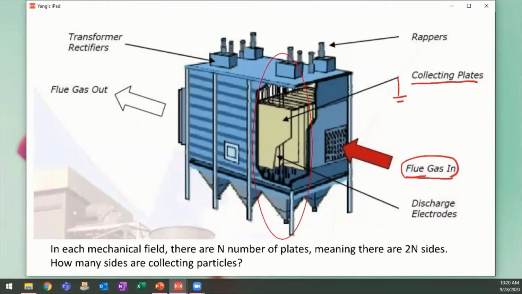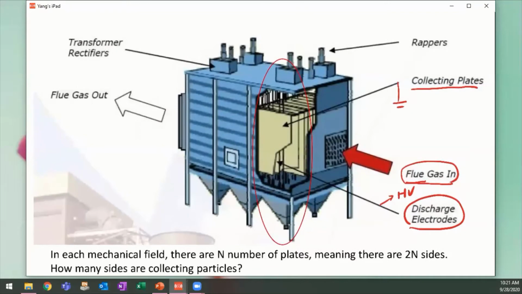And then you can also see these vertical wires hanging here, okay? These vertical wires are basically the discharge electrodes. That's the thin needle we talked about, right? The discharge electrodes are connected to high voltage. Because of the thin wire there, they're going to ionize the gas molecules flowing by. And then the particles will also get charged. And due to the electric field that's built in the ESP, the particles can get collected onto the plates, right?